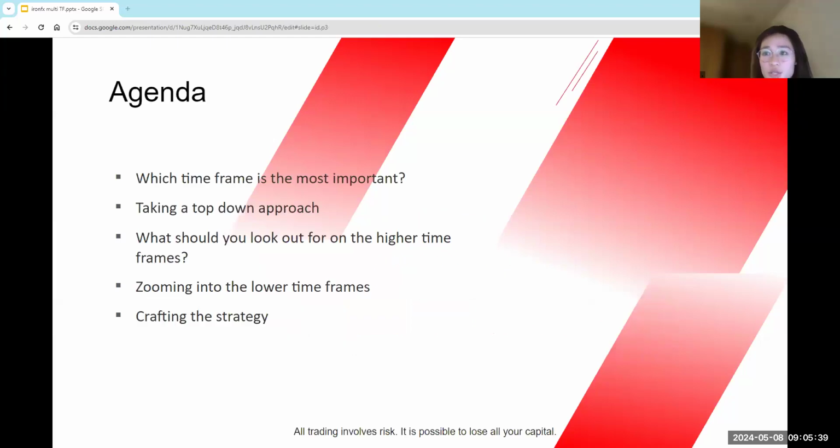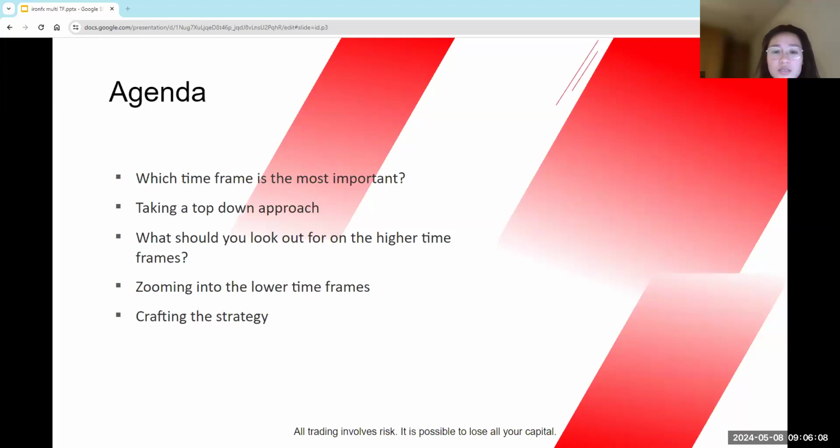And here's our agenda for today. So we're going to look at which time frame is the most important, taking a top-down approach, what you should look out for on the higher time frames, zooming into lower time frames, and then we're going to craft our trading strategy. If we have time at the end, we will go through a couple of charts. So feel free to pop any requests into the chat, or if you have any questions throughout the webinar, feel free to pop them into the chat as well.